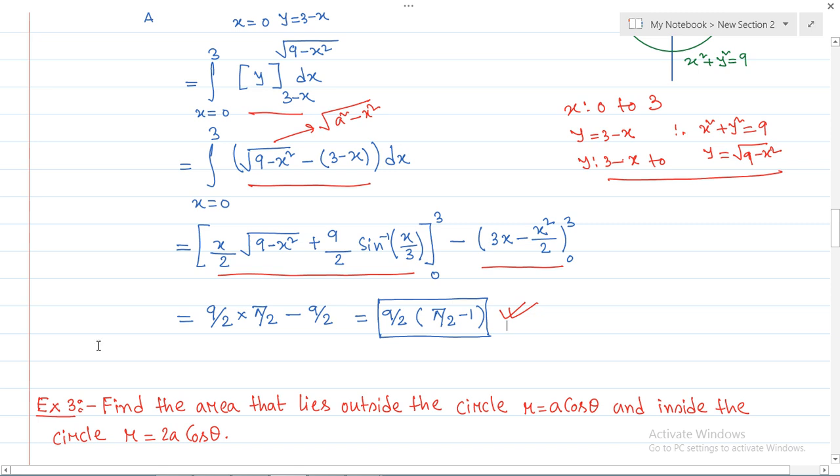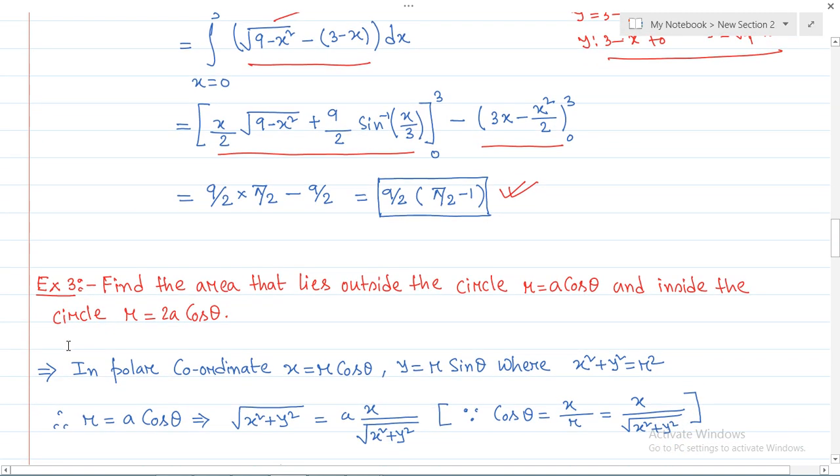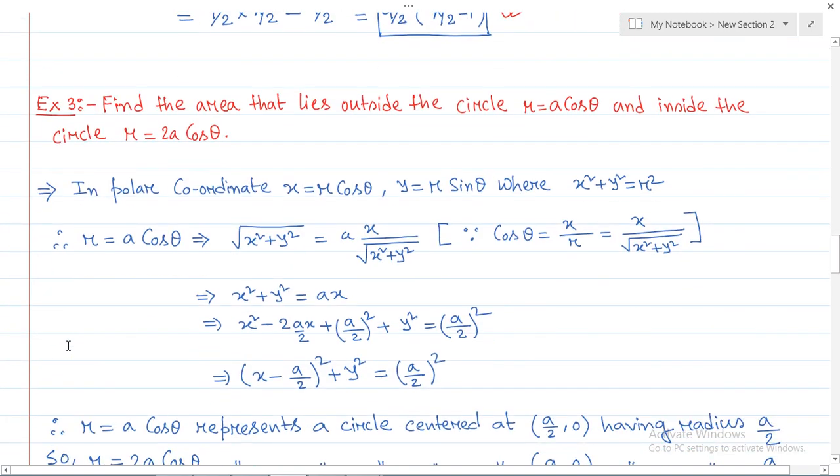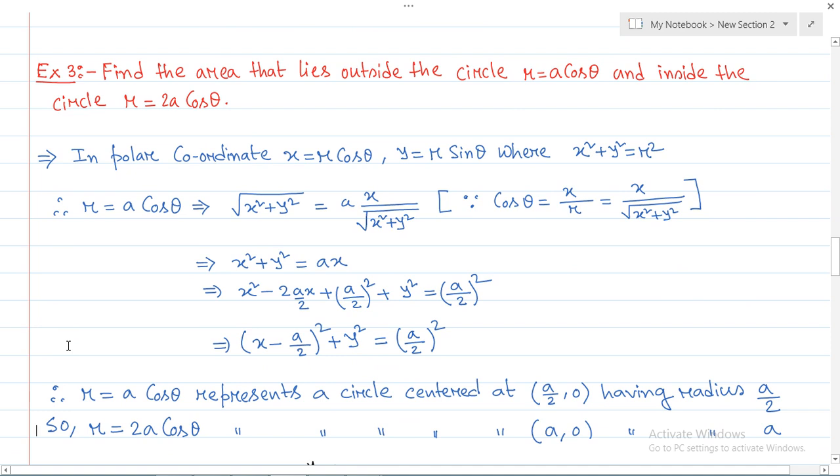Now we are going to discuss some of the area formulas or area calculations in the polar coordinate system. Commonly we are having this type of problem, so I have discussed these problems here. Let us find out the area that lies outside the circle r equal to a cos theta and inside the circle r equal to 2a cos theta. We are familiar with the circle in the Cartesian coordinate system, but not familiar with the polar coordinate system structure.